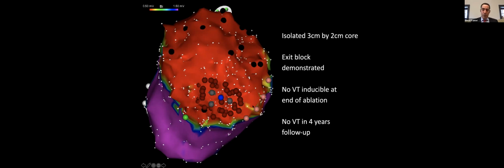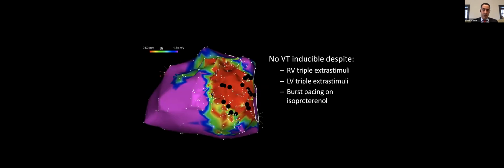So 2 points. Number one, if the circuit passes within your core, then by definition, it also has to exit your core. And that means that even if one of your lines of ablation reconnects, as long as the other line holds up, that VT circuit is still abolished. So it's sort of doubling your chance of durably interrupting the circuit. I'll get to the second selling point next.